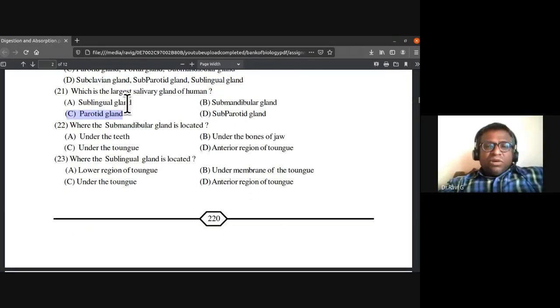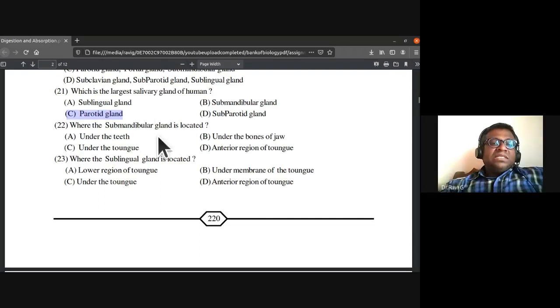This sort of question is not from the NCERT book, so it is extra information, and you should be aware of it. Exposure to such questions helps you to be aware of the outside information also. So the largest salivary gland of human is parotid gland.